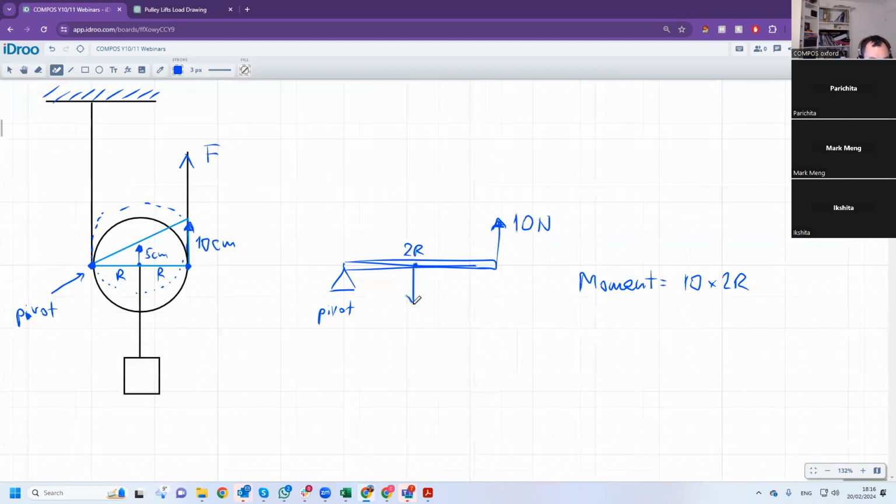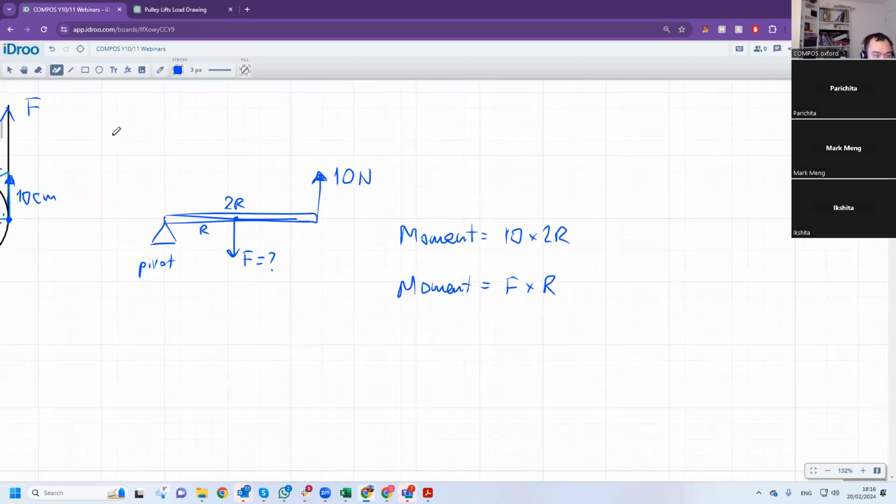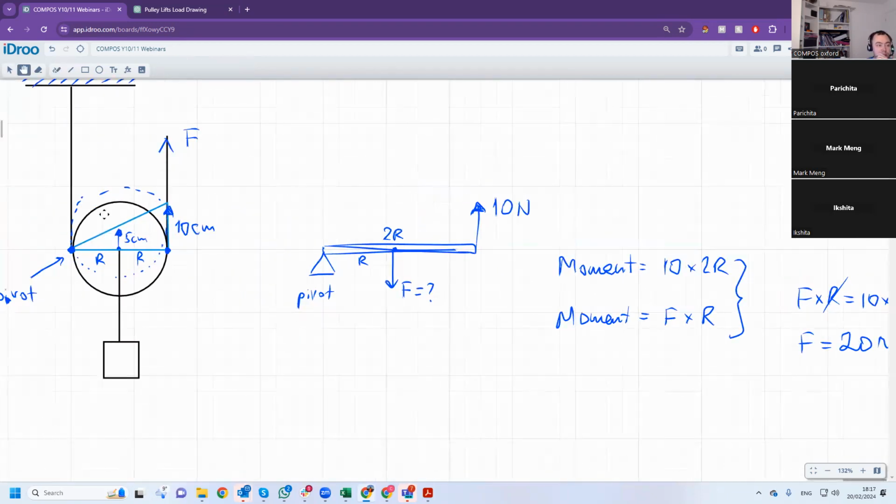Now, what's the other force here? F, which we're looking for. Because the distance is only r, but the moment has to be the same. Moment is F multiplied by r. Because the moment of both forces has to be the same, we have F times r equals 10 times 2r. So F is equal to, r cancels, F is 20 newtons. So the force here is 20 newtons, whereas the force here is 10 newtons. So the movable pulley allows you to double your force.